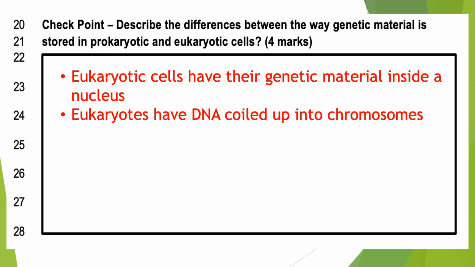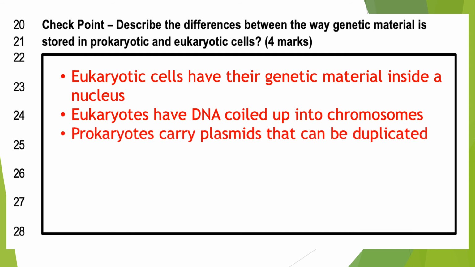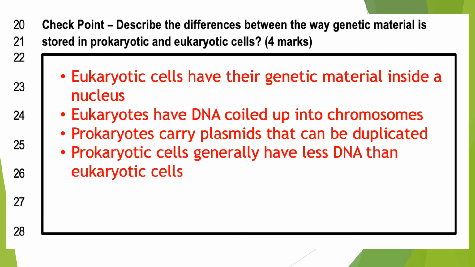And that's actually my next point. Prokaryotes carry plasmids that can be duplicated into different cells, okay? And the last one is that prokaryotic cells generally have less DNA than eukaryotic cells. This one you might have had to think a little bit more about, because I've told you earlier that prokaryotes are much smaller than eukaryotes. So consequently, most of their organelles or most of their parts are going to be much smaller in comparison, okay?